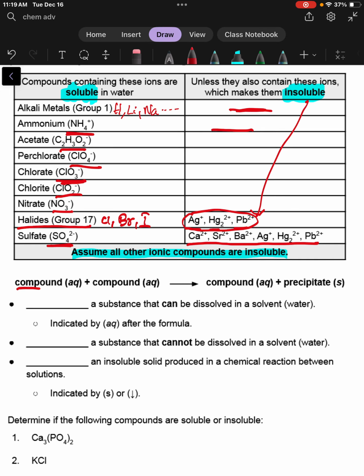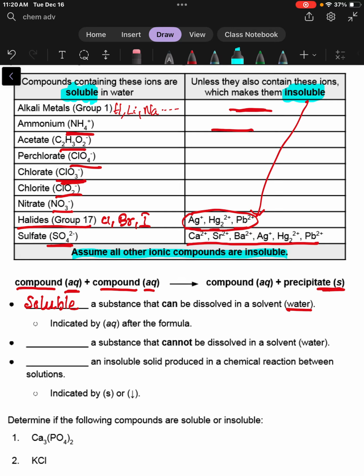Okay, so let's familiarize ourselves with the terminology. A quick review: double replacement means two aqueous compounds react. When you mix two clear solutions, you can get a solid substance, which is called a precipitate. The definition of soluble: a substance that can be dissolved in a solvent. Most of the time we are using water.